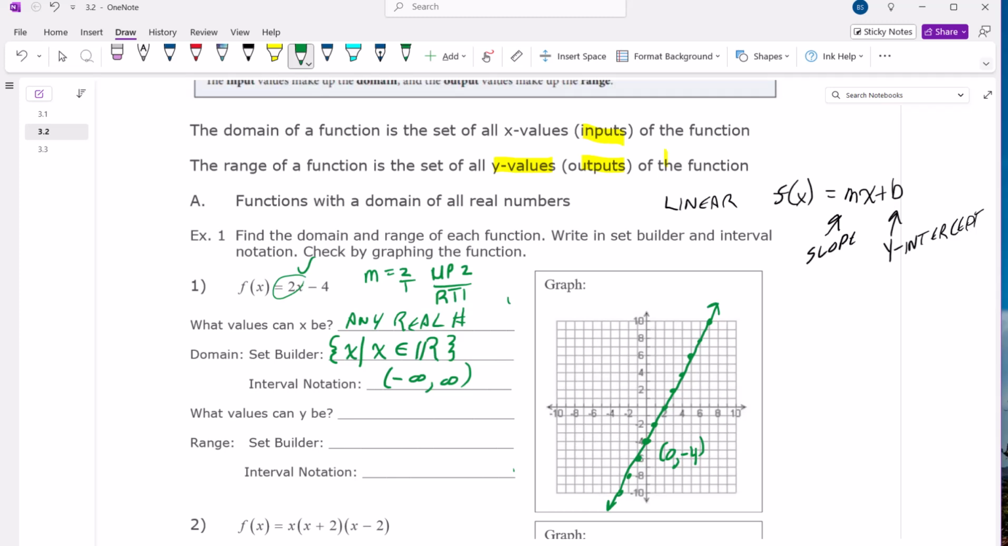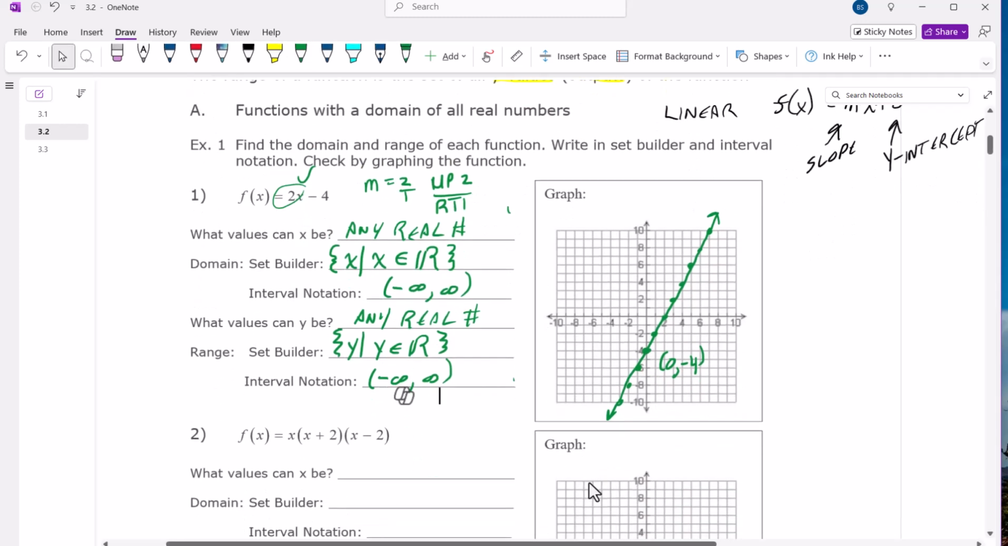Now when you're figuring out the range, you really have to look at your graph. Since x can be anything, if you multiply a number by 2 and subtract 4 for different x values, you're going to end up getting any real number. The graph shows you that it goes infinitely up and infinitely down. It goes through all y values. So this time we say set of y, such that y is any real number. In interval notation, we do exactly the same thing, -infinity to infinity. So when you're doing the range, a lot of times you have to look at a graph.